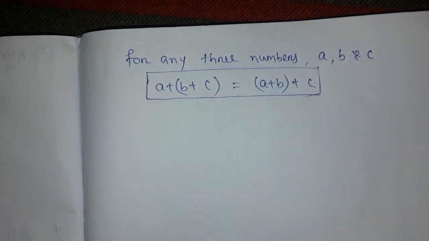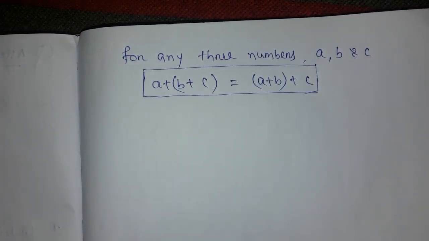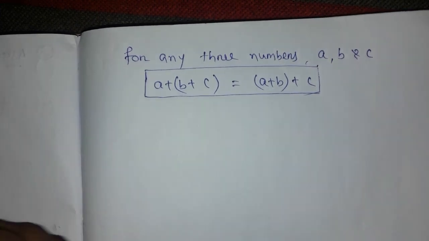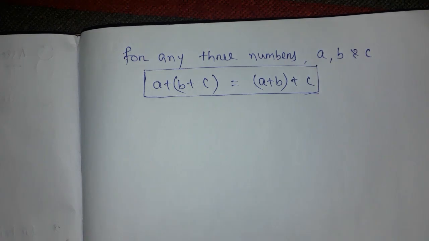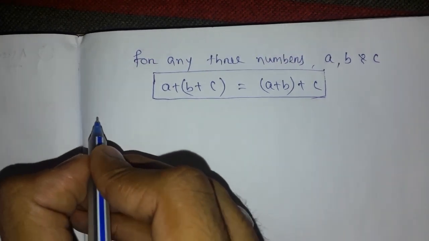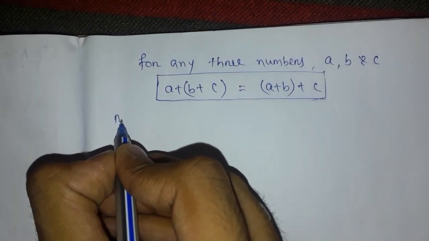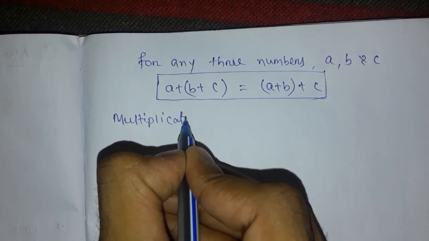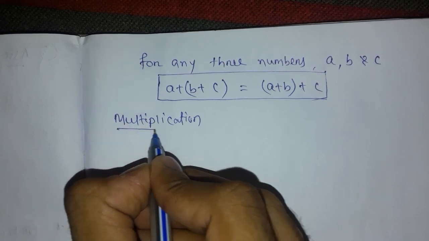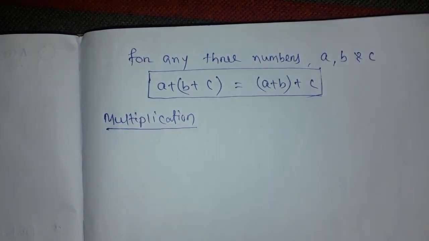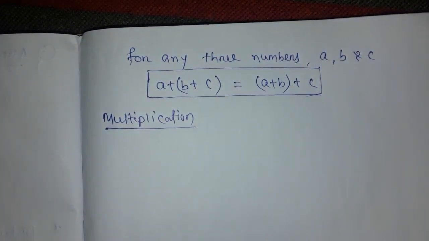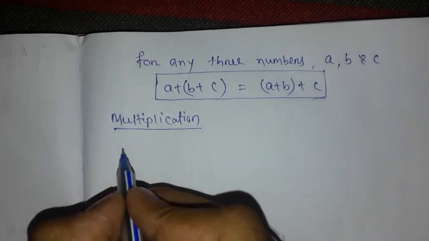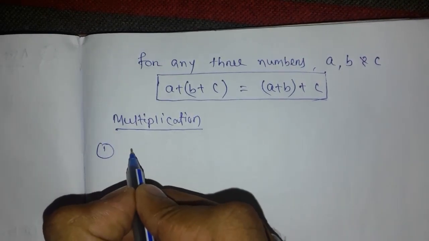Okay, then next we come to the properties under multiplication. All the properties you have seen so far are the properties under addition. Then we will see the properties under multiplication. The same properties, the only difference is that there we were adding and here we will multiply. So let's start with the first property, that is the closure property.